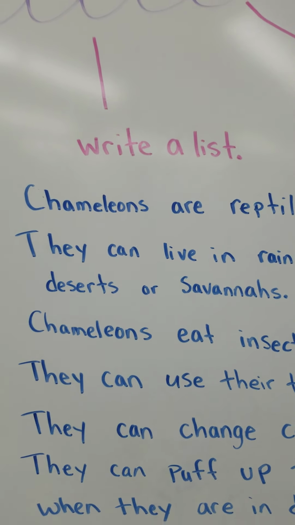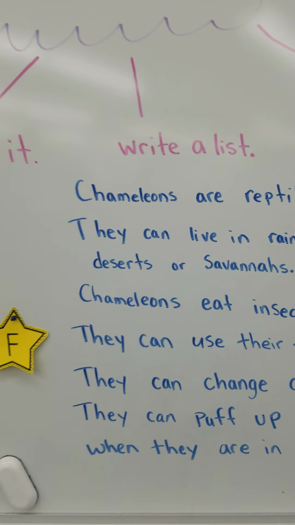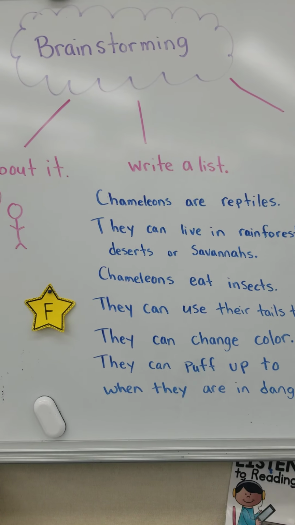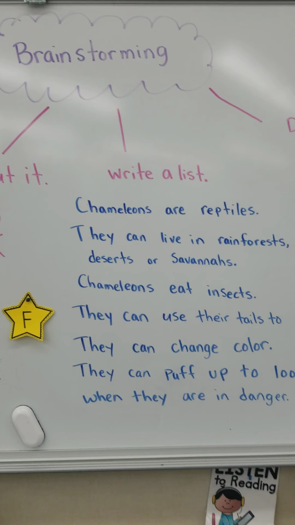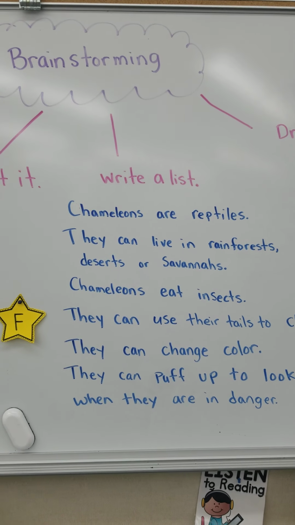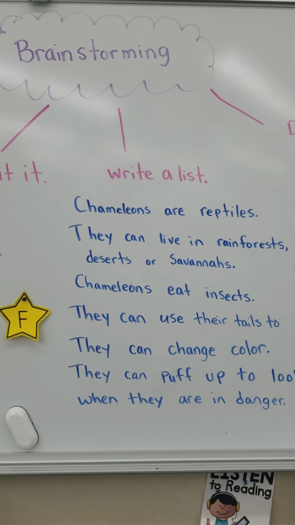So brainstorming is something you do before you write your whole paper. And you can write a list and then choose 3 facts. You don't want to use every single fact that I've listed here. You just want to choose 3 facts that you like, that you want to include in your paper.